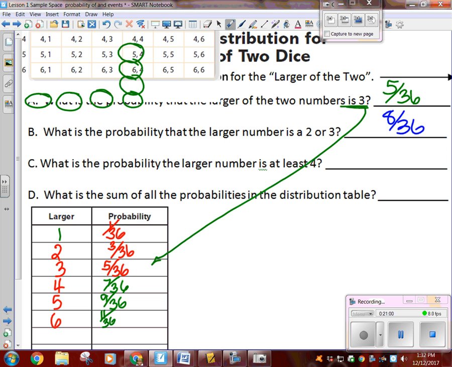What's the probability the number is at least 4? At least 4. Does that mean I want it bigger than 4 or less than 4? Bigger than 4. Can 4 be included? Yes. So I'm going to say this number plus this number plus this number is what? 27 out of 36. What is the sum of all the probabilities in the distribution? 36 out of 36, or 1?